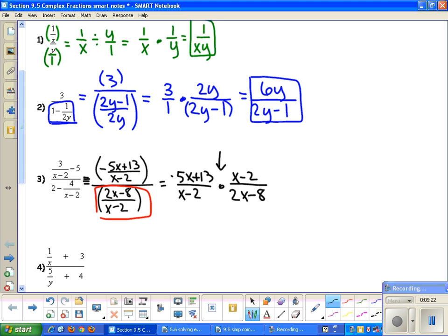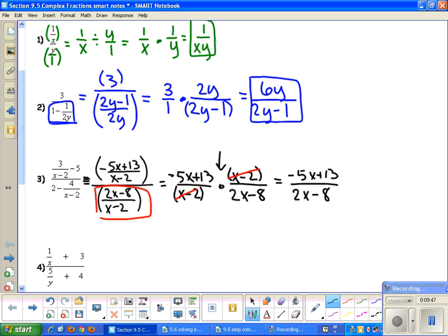Now, since this is multiplication right here, and I have the same term in my numerator and denominator, remember I can cancel out common factors. So this cancels out with this here, and then if I multiply across, I have negative 5x plus 13 over 2x minus 8. And I'm not done because I want to see if I can simplify this any further.